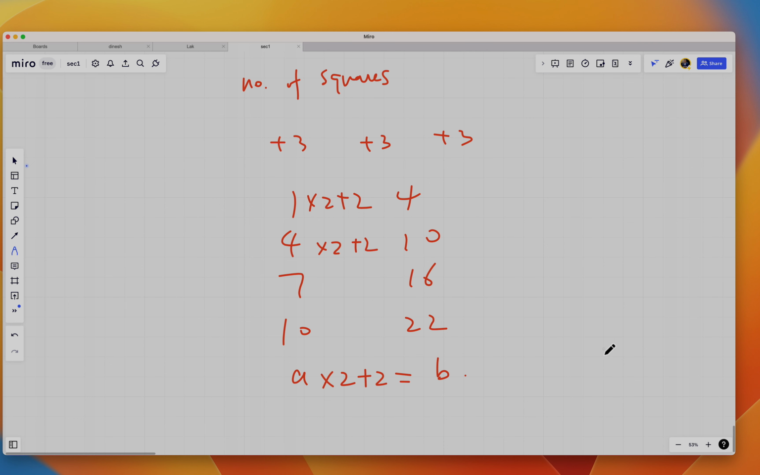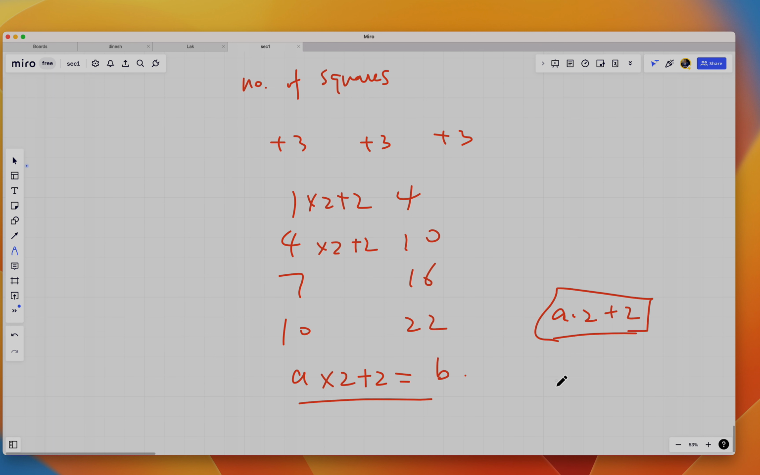Part 5 says, using the answer to part 4 or otherwise, show that the perimeter of the figure will always be an even number. How do you show that this is an even number? A times 2 plus 2. How do you show it's always an even number? You use an odd number. Given this, what do you see? It is times 2. What can you do with this?